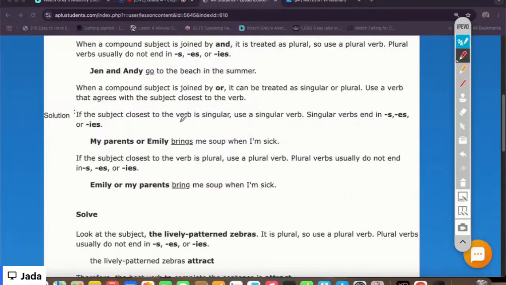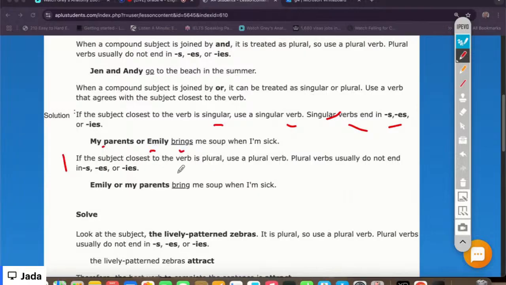If the subject closest to the verb is singular, you have to use a singular verb. A singular verb ends with s, es, or ies, just like my parents or Emily brings me soup when I am sick. So brings here is a singular verb, so you have to get a singular subject.